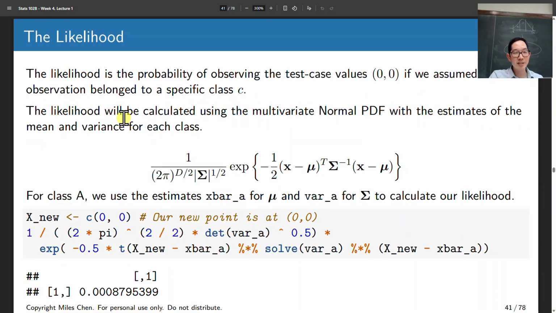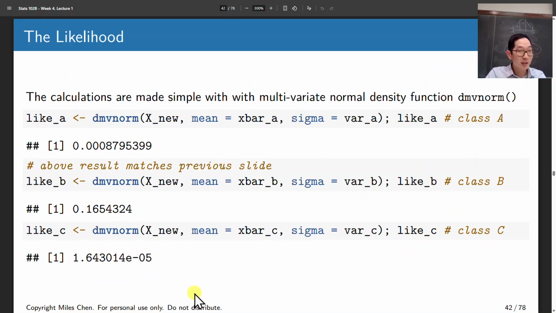And all it's doing is just the exact kind of multivariate normal PDF. If you had to turn this into code, this is what you would do, and you get 0.000879. And indeed, if I plug in these, I get the exact same number, 0.000879. We're just saying, okay, what is the density at 0, 0 for this mean and this variance? I'm going to do the same thing for class B and class C.